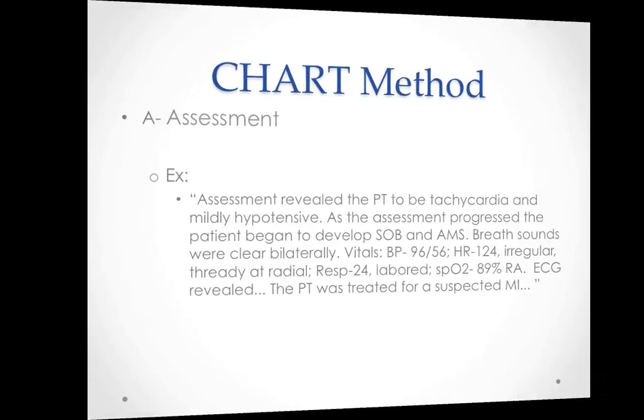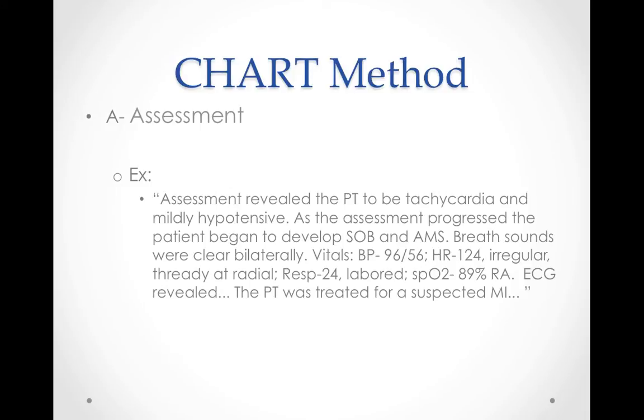So to look at an example of the assessment portion, something may read such as, assessment revealed the patient to be tachycardic and mildly hypotensive. As the assessment progressed, the patient began to develop shortness of breath and altered mental status. Breath sounds were clear bilaterally, vital signs were blood pressure 96/56, heart rate 124 and irregular and thready at the radial, respirations 24 and labored. SpO2 was 89% on room air, and ECG revealed, of course you would insert that if you're able to interpret ECGs. The patient was treated for a suspected MI.